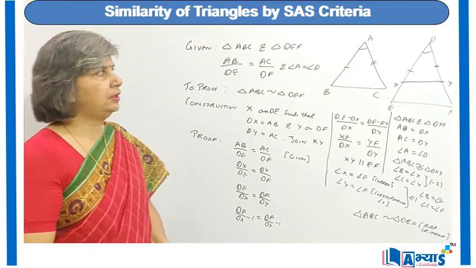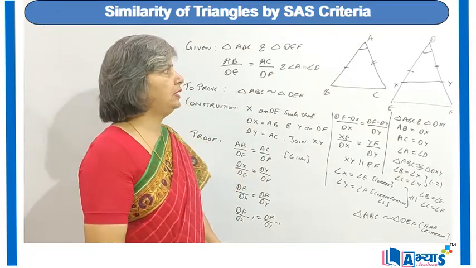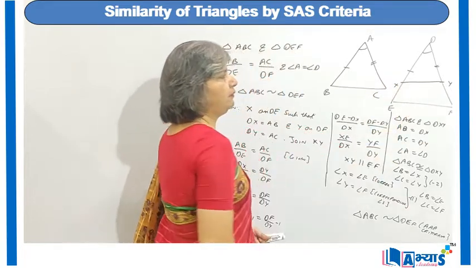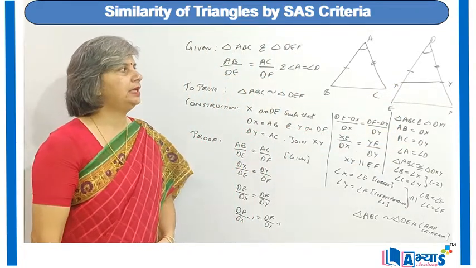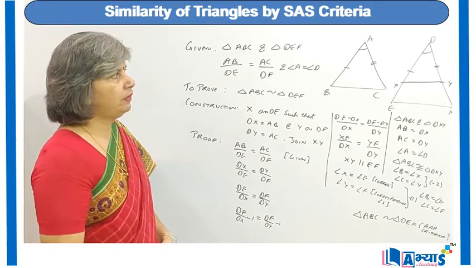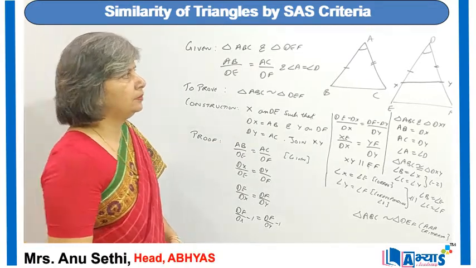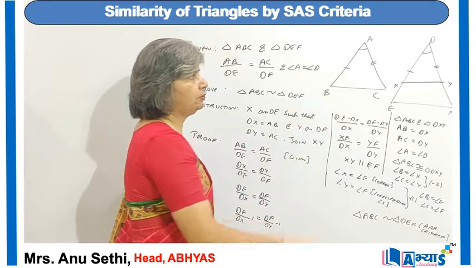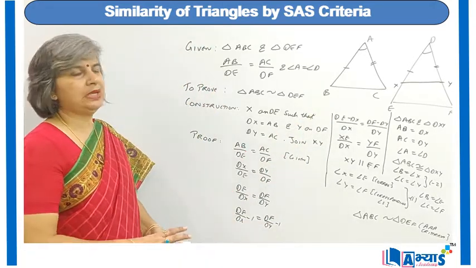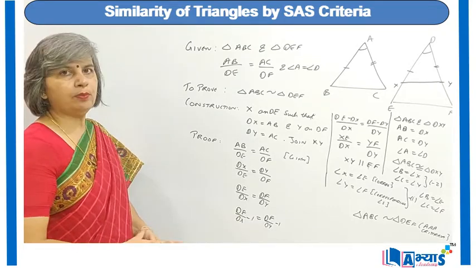We have taken a point X on DE such that AB is equal to DX. Similarly, we have taken a point Y on DF such that AC is equal to DY, and we have joined XY. Now, when we have done this construction, we can go to the proof. In the proof we have taken the ratio that was given. That means AB upon DE is equal to AC upon DF.